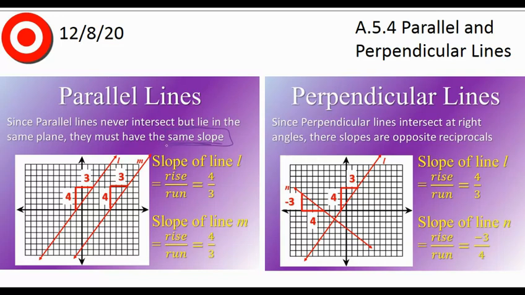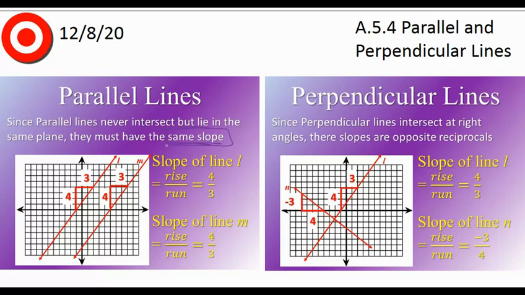You can see the two lines L and M. And when you look at those lines, they look like they're parallel, right? They're not going to intersect. They're not going to cross with each other. And you can see they both have a slope of 4/3, which is why they're parallel. So parallel lines have the same slope. You need to remember that.